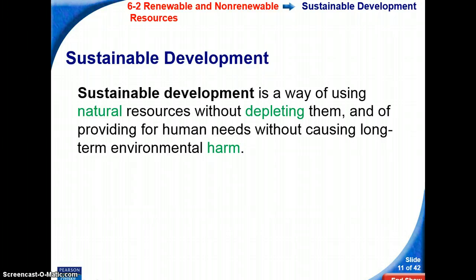But first, I want to talk a little bit about sustainable development. This is a way of using those natural resources without depleting them. Depleting means to get rid of. So this is a way of using those natural resources without getting rid of them and being able to continue to provide for human needs without causing long-term environmental harm. That's called sustainable development.